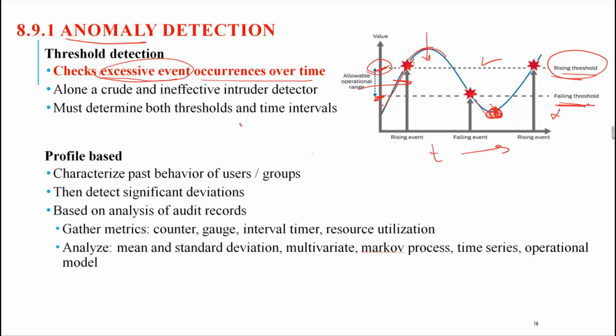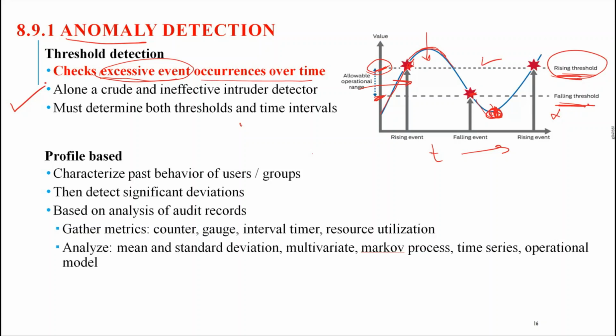So whenever there is a huge number of events occurring in a network, more than the threshold, automatically we are going to say it is an intrusion. So this is the threshold detection concept. Then the next one is profile based. So what does profile based mean?